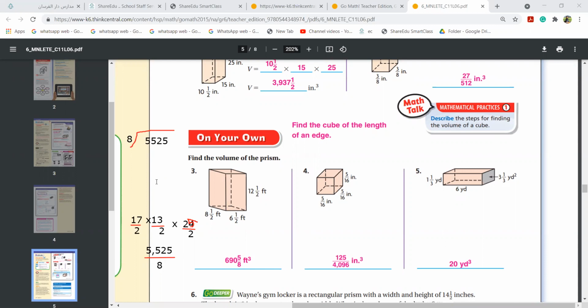Miss, 690. 5 over 8. Yeah, so same answer, right? Yeah. Alas, the fourth one we have done. Fifth one, come on, start doing it.